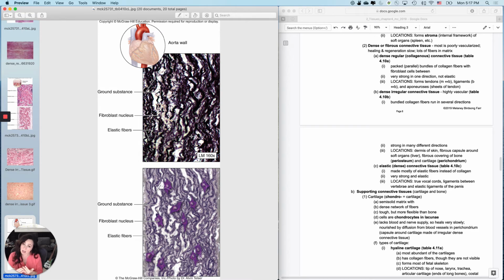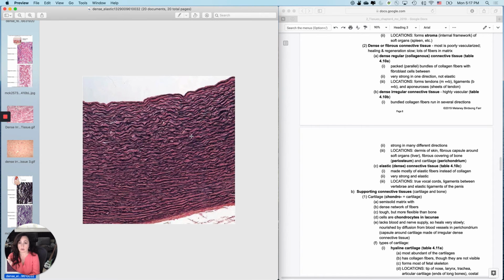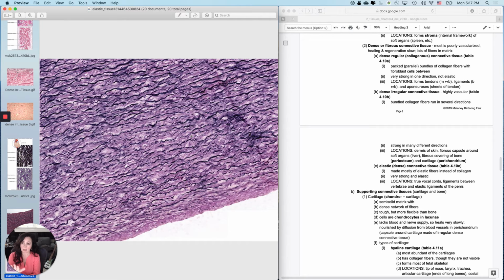So if you have enough elastics, you can get strength and elasticity. So this is elastic dense connective tissue. This is it as well. This one's a little further away, and this is it as well. Please note that what you see is parallel fibers, kind of wiggly, and some cells within this. This is elastic dense. This tissue, not as common as the other two.